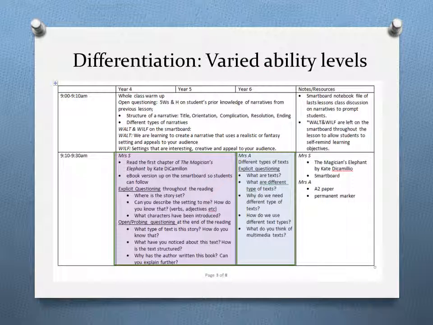An example of differentiation can be seen in Lesson 2. You will see that Year 4 and 5 students are grouped together for their English lesson. Firstly, this is due to the intended outcomes for the English lesson. Secondly, the lessons support their need for explicit teaching and constructivism. For example, the lesson begins with a whole class warm-up of their prior knowledge, the WALT and the WILF. Students then break off into their groups. I take the Year 4 and 5 students, 17 in total, and Miss Allison, who is a confident, well-respected teacher's aide, takes the Year 6 students, 10 in total.